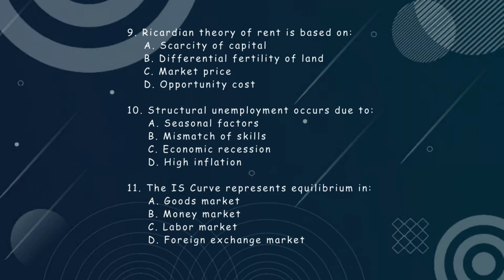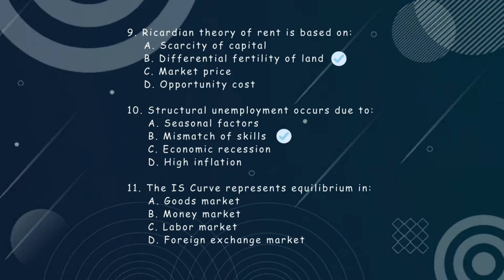Question number 9. Ricardian theory of rent is based on: A. Scarcity of capital. B. Differential fertility of land. C. Market price. D. Opportunity cost. Answer: B. Differential fertility of land. Question number 10. Structural unemployment occurs due to: A. Seasonal factors. B. Mismatch of skills. C. Economic recession. D. High inflation. Answer: B. Mismatch of skills.